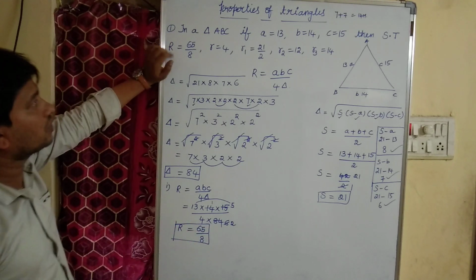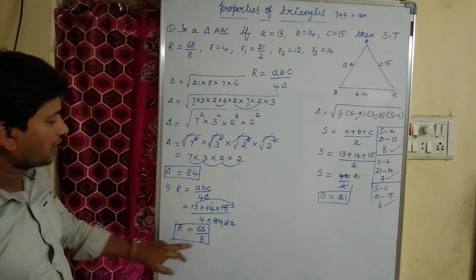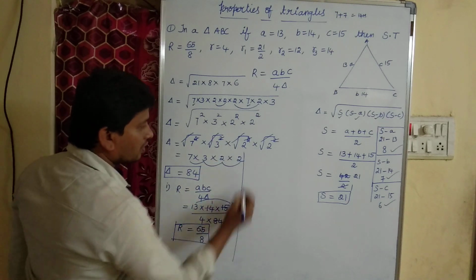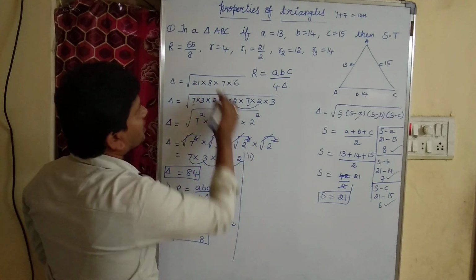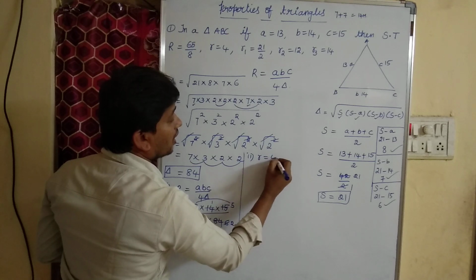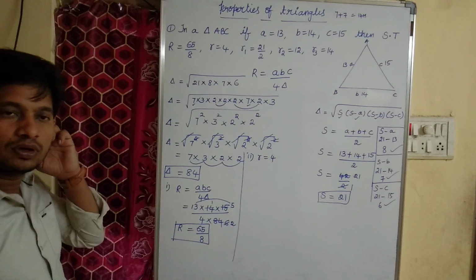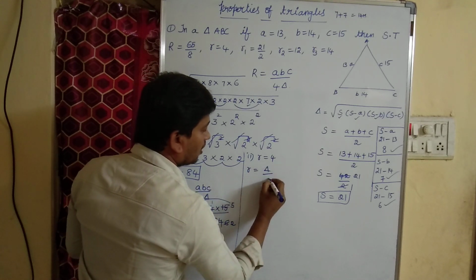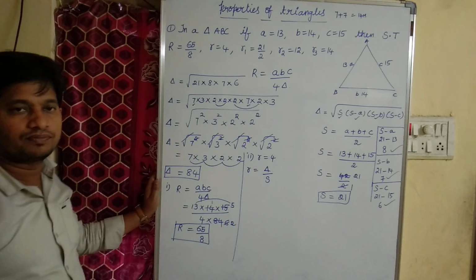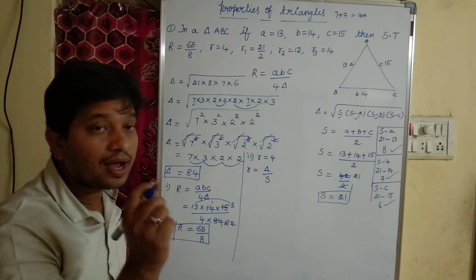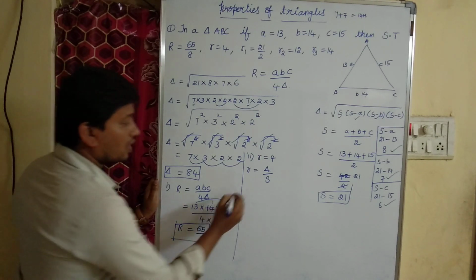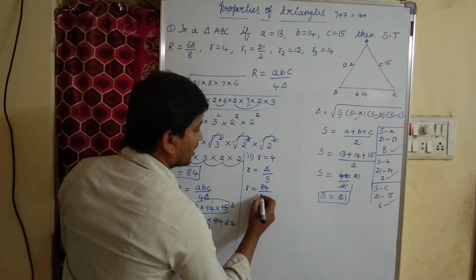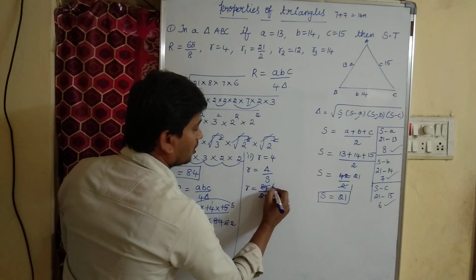So they are asking to prove that capital R equal to 65 by 8, as we proved capital R equal to 65 by 8. Now coming to second question, they are asking to prove that small r equal to 4. We know that r equal to, we have the formula delta by s. What is the formula for small r? R equal to delta by s. So r equal to, we got delta value 84 divided by s value is 21. 21 1 ja, 21 4 ja.